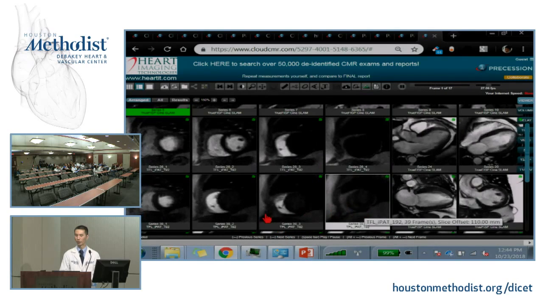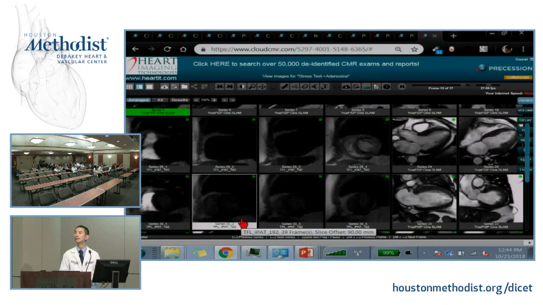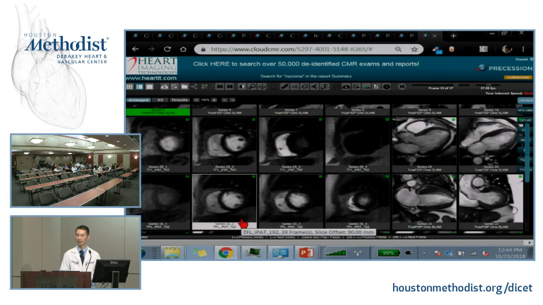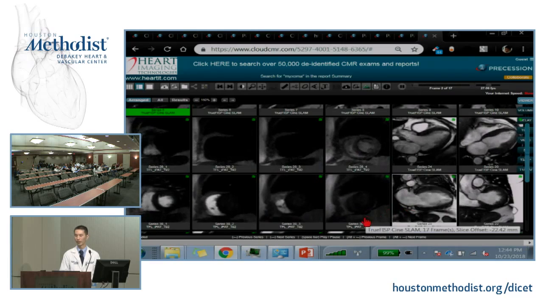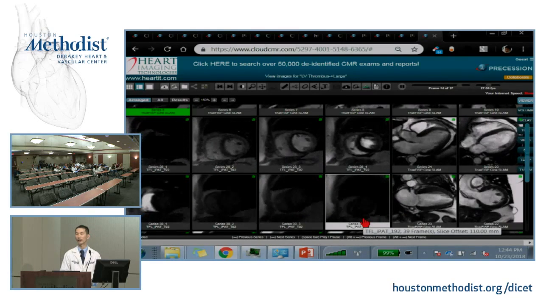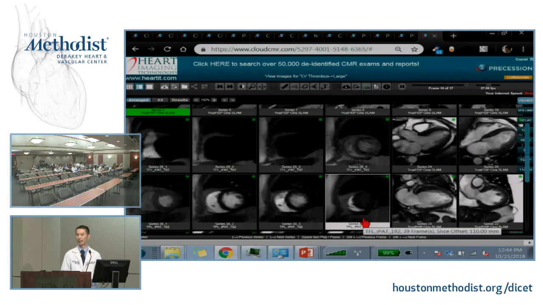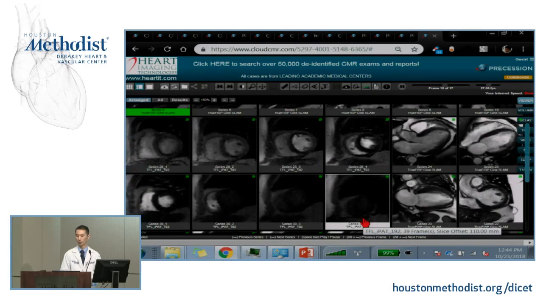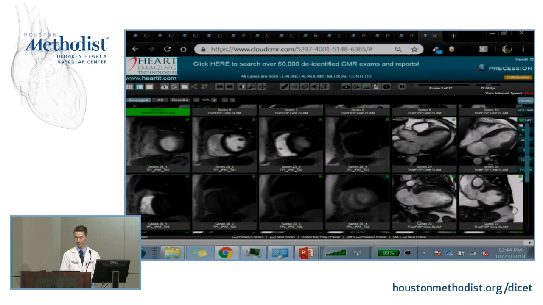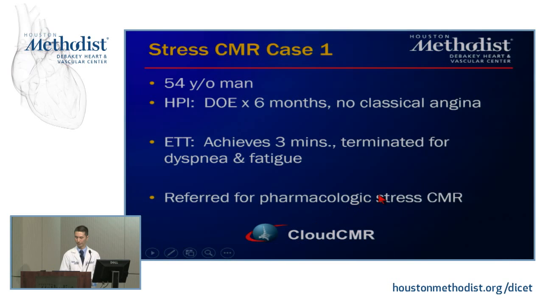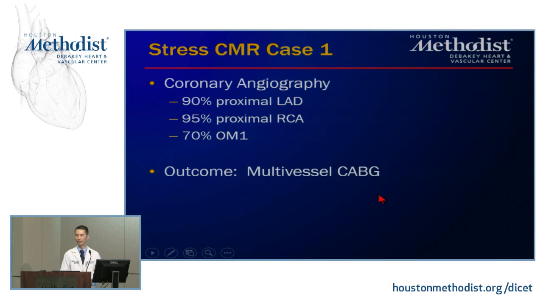And how does it compare with rest? Still there, goes away? Goes away. Okay. So this patient has maybe a subendocardial MI in the anterior wall, but a definite perfusion abnormality in the LAD distribution as well. And this is what his coronary angiogram actually showed.